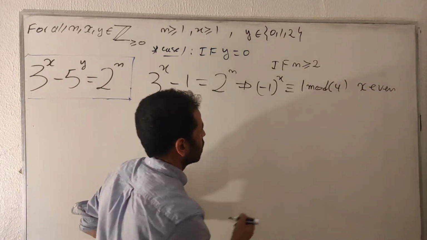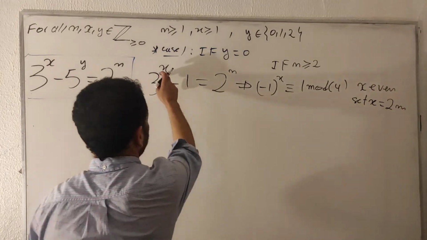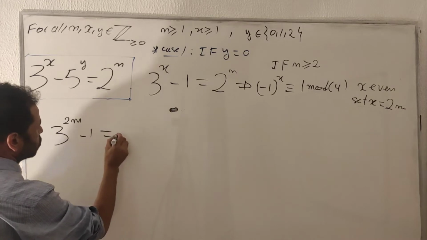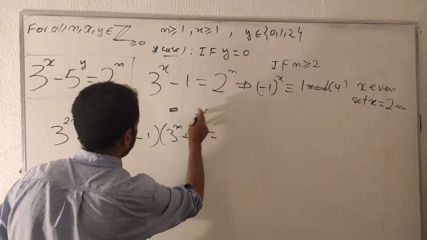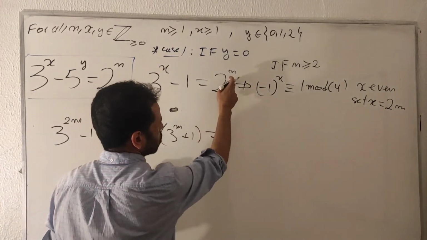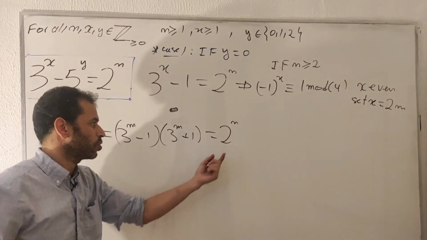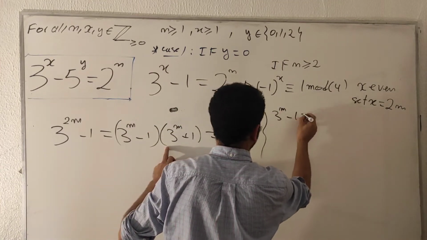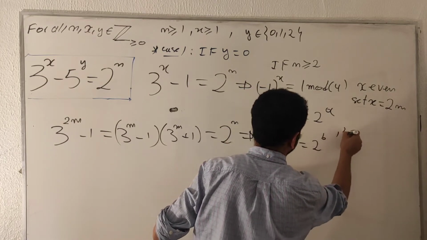If x is even, let's set x equals 2m. Taking this value of x and inserting it into this equation, I get 3 to the 2m minus 1, which equals 3 to the m minus 1 times 3 to the m plus 1. So what I have done here is use a difference of two squares and factor it in this form. This product equals 2 to the n. Both factors become powers of 2 because the right hand side of this equation is a power of 2. So let's solve this quickly. I get 3 to the m minus 1 equals 2 to the a, and 3 to the m plus 1 equals 2 to the b, where b is strictly superior to a.